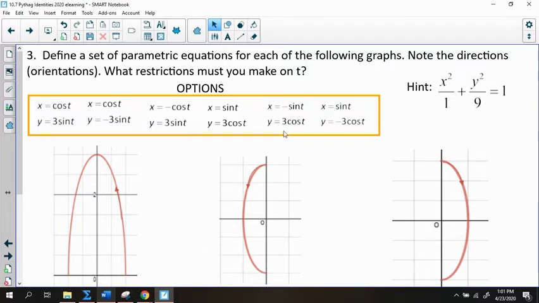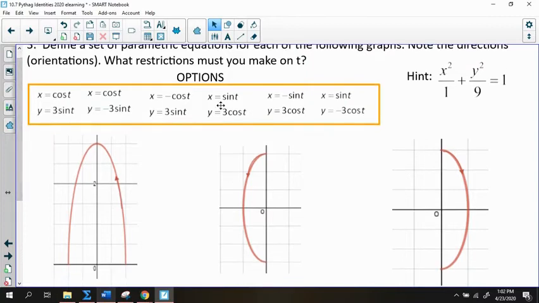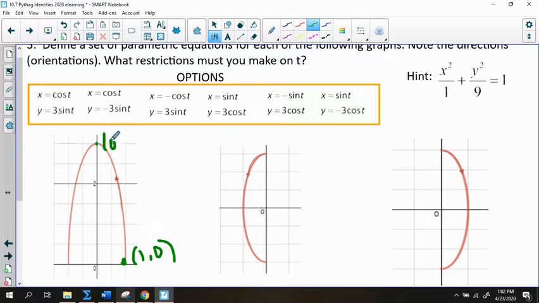So let's just start with this first one here. So this one here is starting at the point, this is a 1 here, this is starting at the point 1, 0. It is then going counterclockwise up to the point 0, 3.